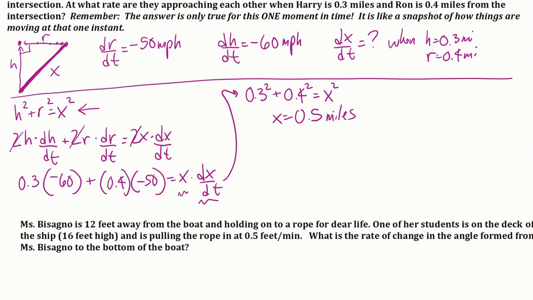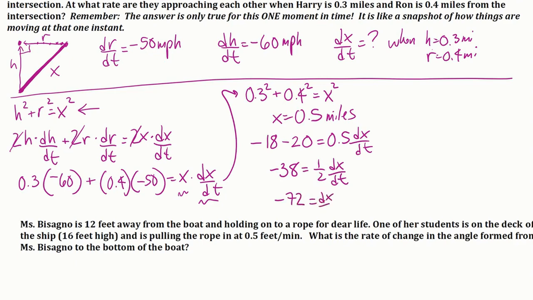I don't know why I'm struggling with this right now. Negative 180 divided by 10 is negative 18, plus 0.4 times negative 50. So that's negative 200 divided by 10, so negative 20 is equal to 0.5 times dx dt. So that's negative 38 is equal to 1/2 times dx dt. Multiply both sides by 2, I get negative 72 equals dx dt.